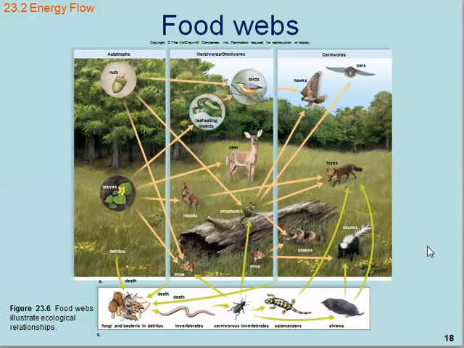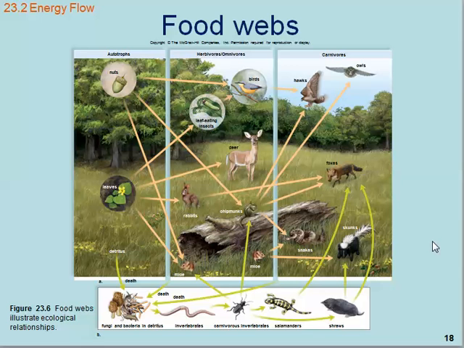So let's look at a food web. We just looked at a food chain, and a food chain shows one particular pathway of energy through an ecosystem. In reality, there are generally many interacting food chains, and when we put all of those food chains together, we end up with a food web.